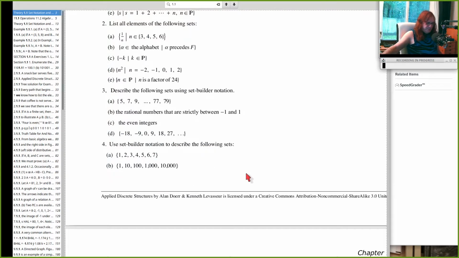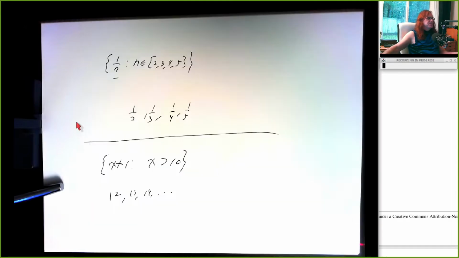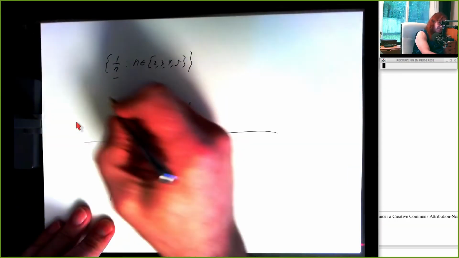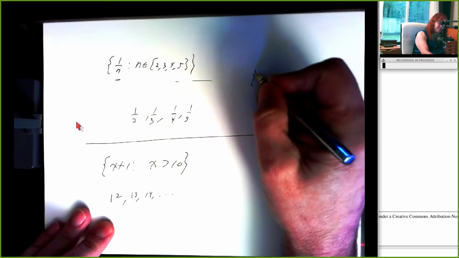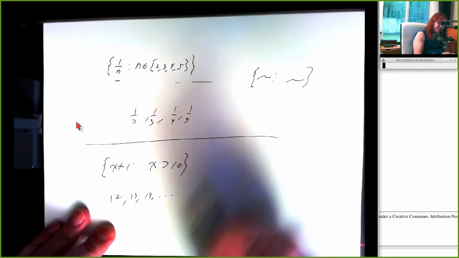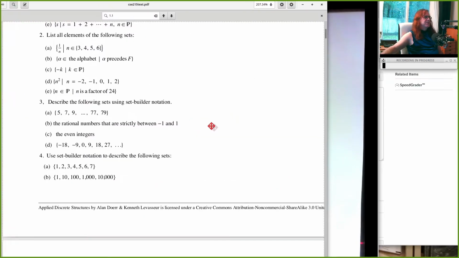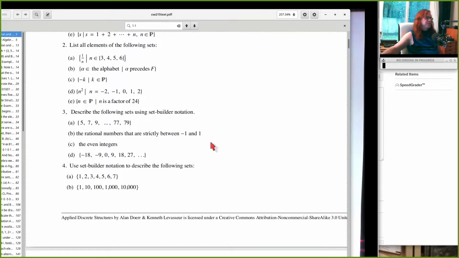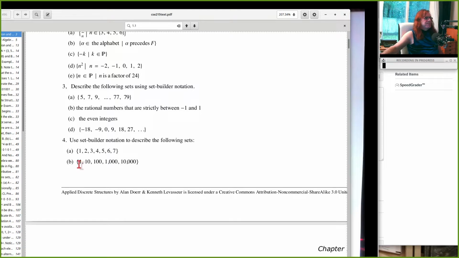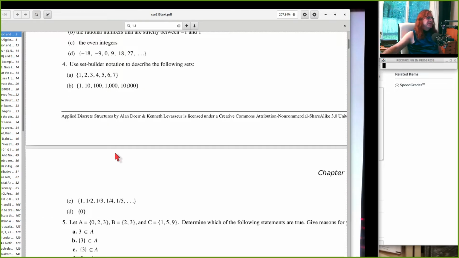So remember, set builder notation is when you do something like this, the set of all something such that something else. And so here you're looking for patterns, right? I mean, we could say the set of all x such that x is contained in this set, but that's not really using set builder notation. But we could say, for example, the set of all x such that x is bigger than or equal to 1 and less than 8 and contained in the integers.